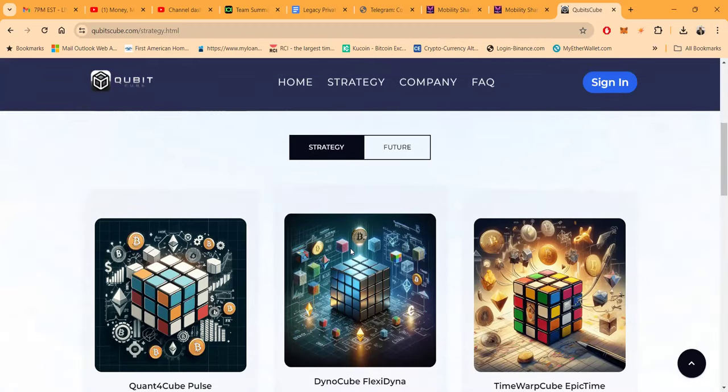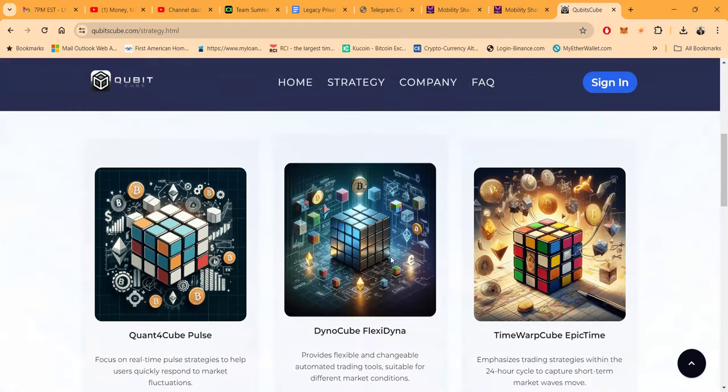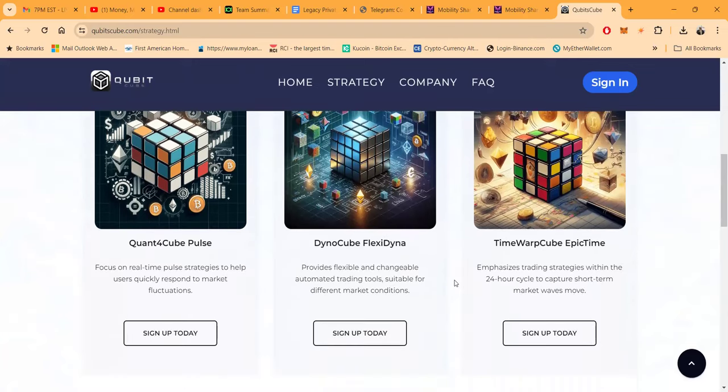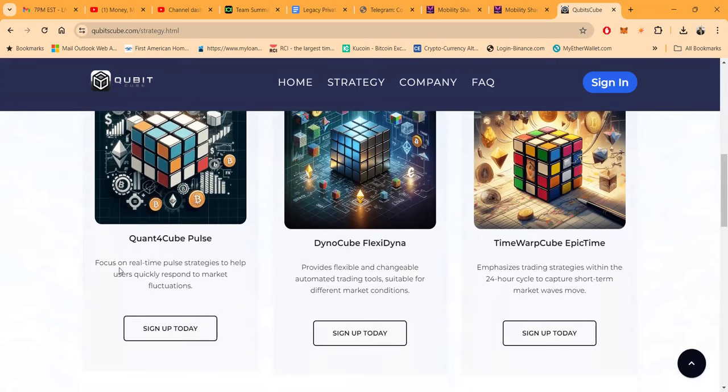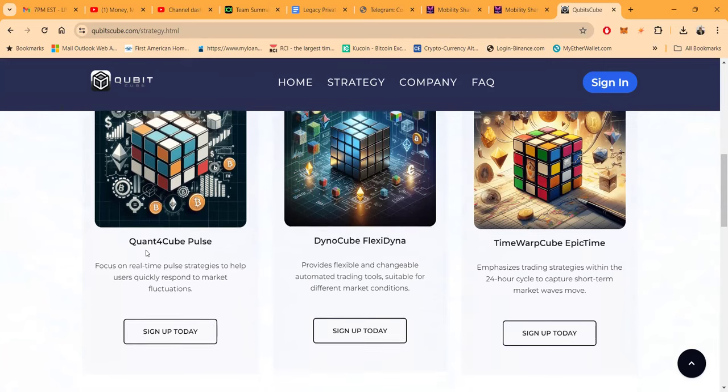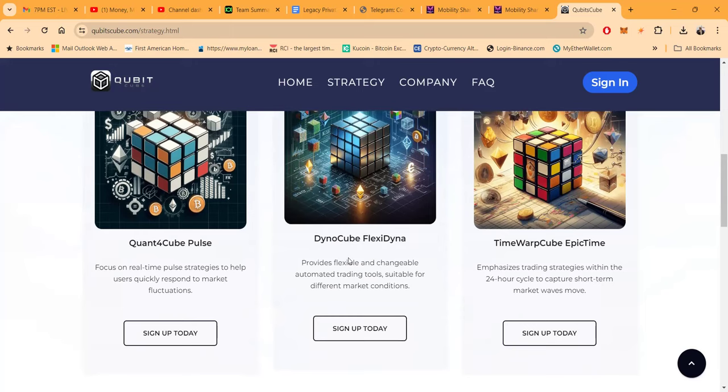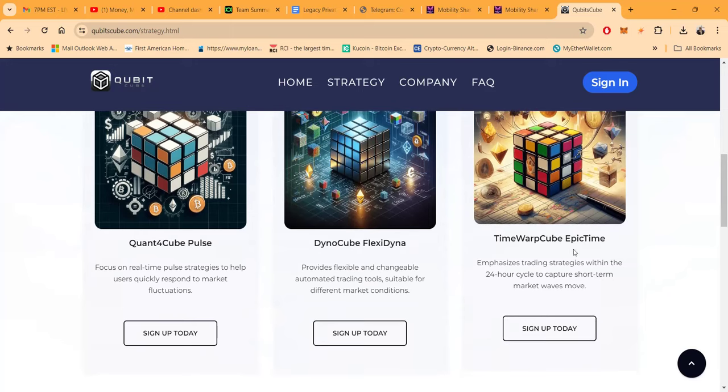Now, folks, here's their services, right? They're running with the Rubik's Cube type of narrative, right? And what they're doing is focusing on real-time pause strategies to help users quickly respond to market fluctuations. Then that's the Quant 4 Cube. Now, the way you can look at this, right, Quant 4 lets you know this is a four-hour package. And these cubes are just packages, right? So this is a four-hour package. And then the Dino Cube, folks, is a 12-hour package. And then the Time Warp Cube, Epic Time, is a 24-hour package.